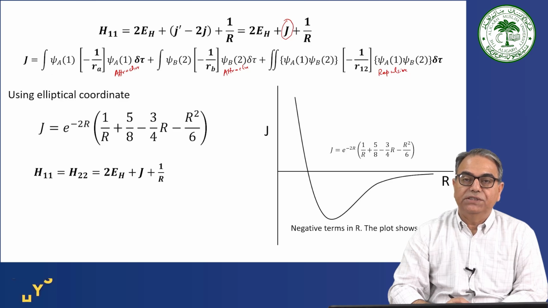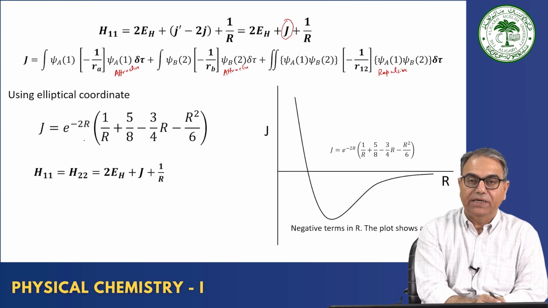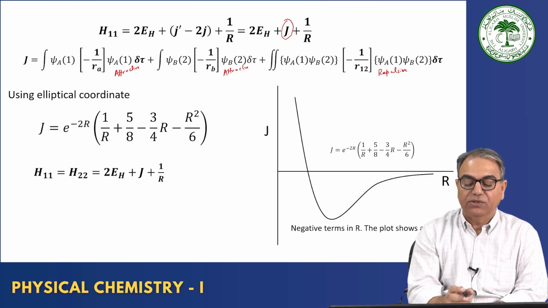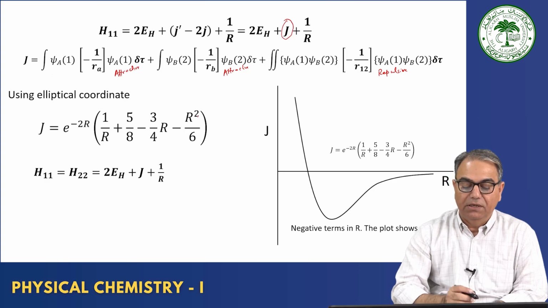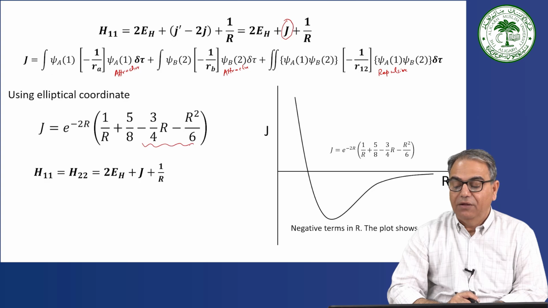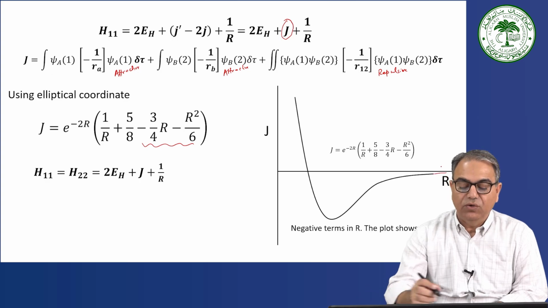So you need to solve this J value, and again the J value can be solved using elliptical coordinates. And what do you get as the J value? You get exponential minus 2r, again the value is decreasing, times 1 by r plus 5 by 8 minus 3 by 4r minus r square by 6. What does it mean? See, the two terms are negative here, and for a very large value of r it will asymptotically become 0, but for a large value of r, the term is negative.